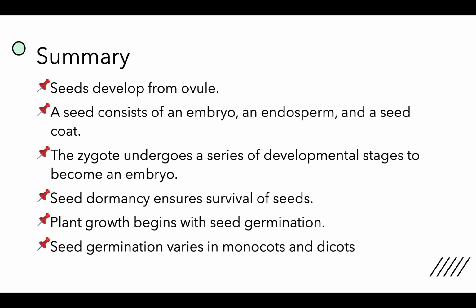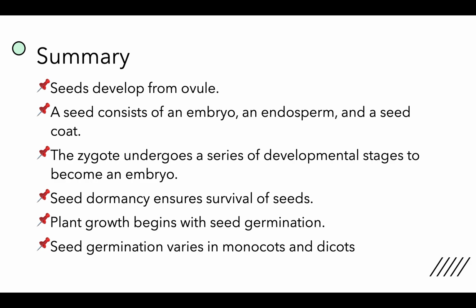So we summarize, or we wrap up, everything that was learned in this video. So first, seeds develop from ovules. A seed consists of an embryo, an endosperm, and a seed coat. In double fertilization, one sperm cell nucleus fertilizes the egg to form the diploid zygote, and the other fertilizes the central cell's two nuclei, forming the triploid endosperm. The zygote undergoes a series of developmental stages to become an embryo. In dicots, the embryo has two cotyledons, which absorb the endosperm, and in monocots, the embryo has a single cotyledon and endosperm.